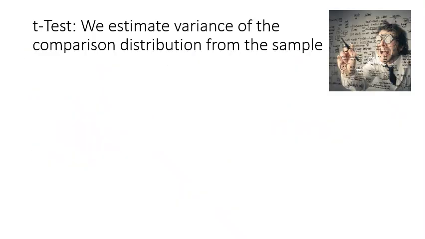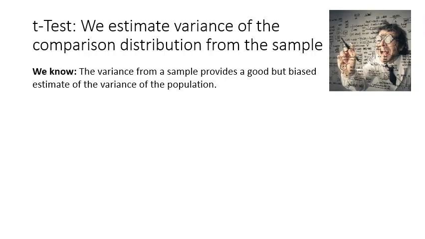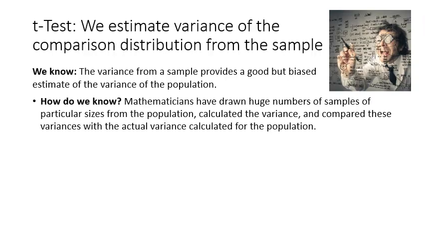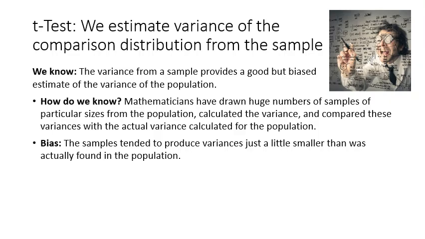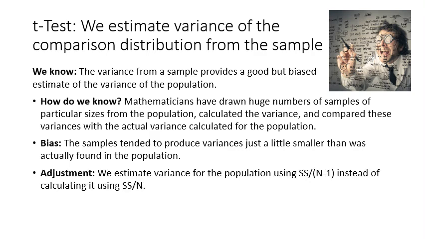So in a t-test, here's our mad scientist's formula. We estimate the variance of the comparison distribution from the sample. We know the variance of the sample provides a good but biased estimate for the variance of the population, meaning that it's biased in favor of a smaller standard deviation, so we have to divide by a bigger denominator. So we know that again from our mad scientist. The bias is that we have these variances that are just a little smaller than was actually in the population, and so we adjust it.